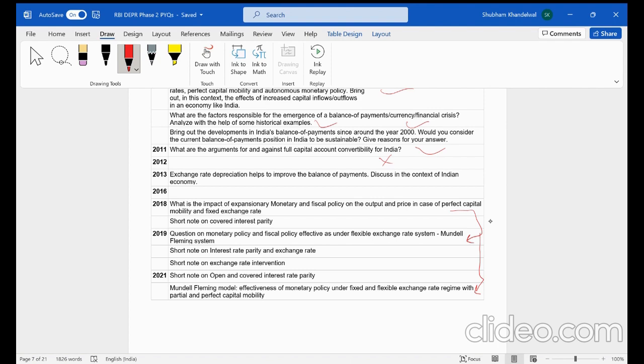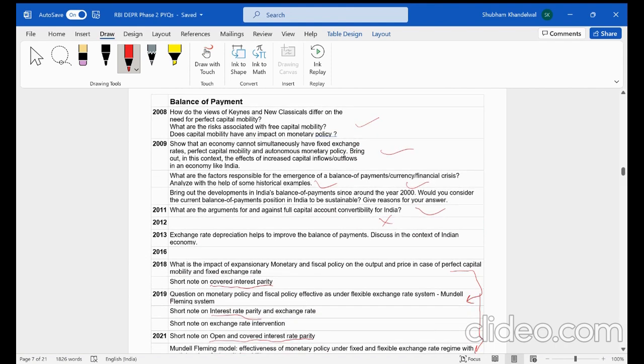And then there are some short notes also they have asked. So on covered interest rate parity, again, the short notes also they have repeated. So here they ask interest rate parity, then again open and covered interest rate parity. So just prepare these short notes as well. And guys, do not leave anything from the balance of payment part that is given in the Salvatore, because I think they have asked almost everything from whatever chapters are there in Salvatore. They've asked about the evolution of the international monetary system. They've asked about the Mundell-Fleming model, these short notes and everything. So prepare this section well.